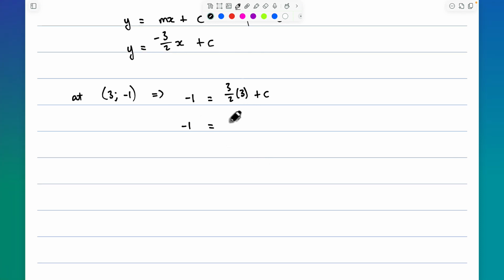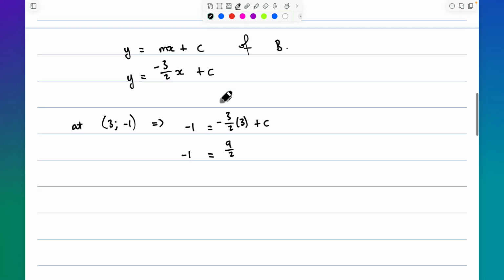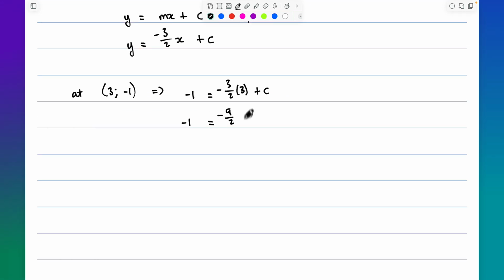3 times 3 is 9, so 9 over 2. Well, that's supposed to be negative. Yes, it was. Negative 9 over 2, and then that's plus c. You're going to take that to that side, and it's going to become negative 1 plus 9 over 2, which is equal to, I think that should be 7 over 2. Yes, it is. That's c. So c is equal to 7 over 2.